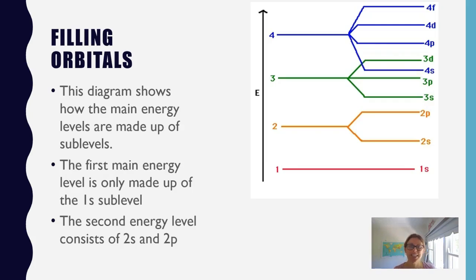So how do we fill this? And this might help explain some of that up and down movement that we saw when we were looking at electron configuration. This is how the main energy levels are made up. If we look at 1s over this side here, you can see the 1s is of lower energy, E being energy on the side. Then we go and we fill up our 2s, so it's again lower energy. We fill up our 2p.